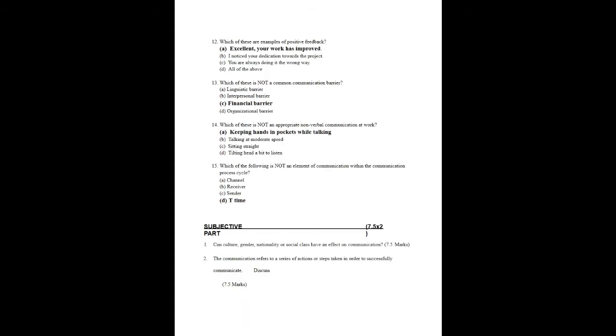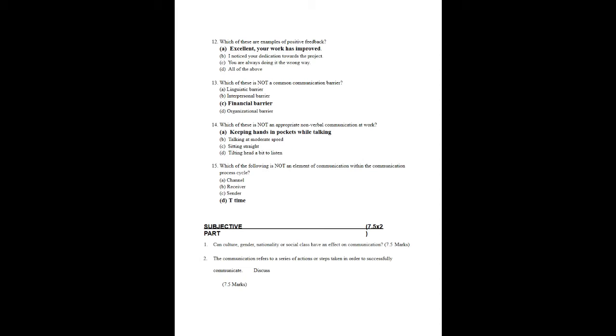MCQ number 10, which of these is positive facial expression? So the option is smiling continuous. MCQ number 11, what does an upright body posture convey or show? It shows your confidence. The option is confidence. MCQ number 12, which of these are examples of positive feedback? So the best option is excellent, your work has improved.